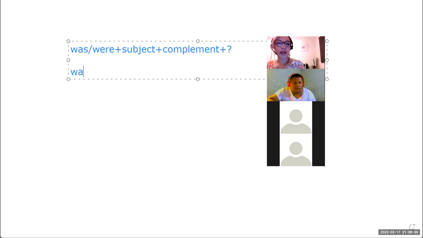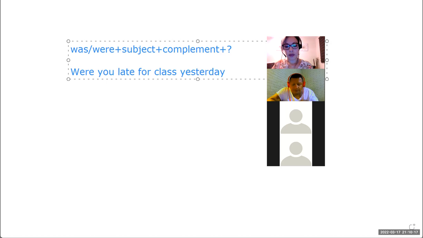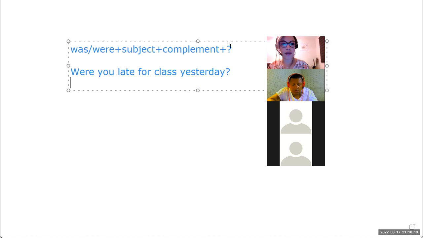Now, let's make another example. If I want to ask you, ¿estuviste tarde en clase ayer? Si yo le pregunto a usted si estuvo tarde para la clase ayer. Was you. Con you usamos were. Were you late at the class in the night? For class. Si llegó tarde a la clase. Were you late for class yesterday? Okay, that's the question. Were you late for class yesterday?